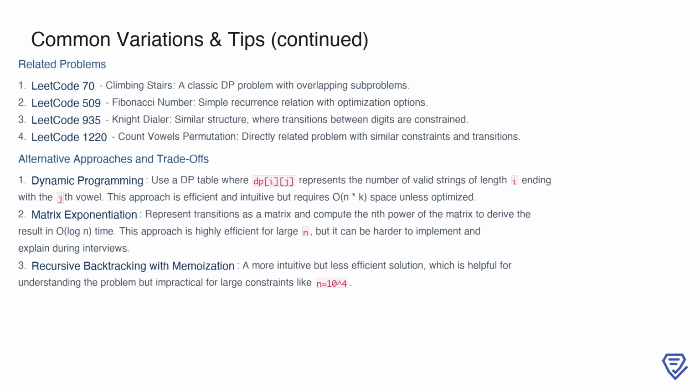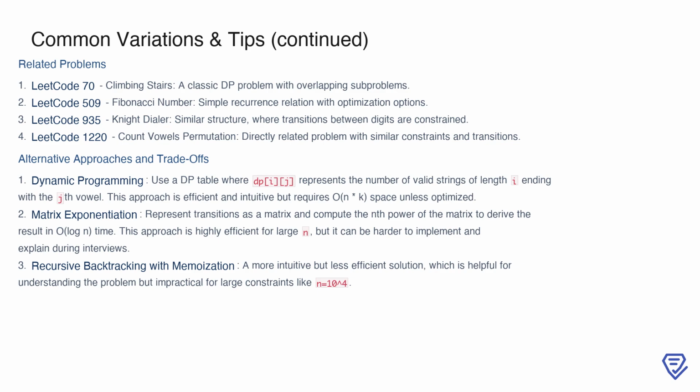There are several related problems that can help you understand the count vowels permutation problem better. For instance, LeetCode 70, the climbing stairs problem, is a classic example of dynamic programming with overlapping subproblems. Similarly, LeetCode 509, the Fibonacci number problem, involves a simple recurrence relation that can be optimized for both time and space. Another similar problem is LeetCode 935, the knight dialer, which shares a similar structure where transitions between states, in this case digits, are constrained. Of course, LeetCode 1220 itself is directly related, offering a chance to practice working with constraints and transitions.